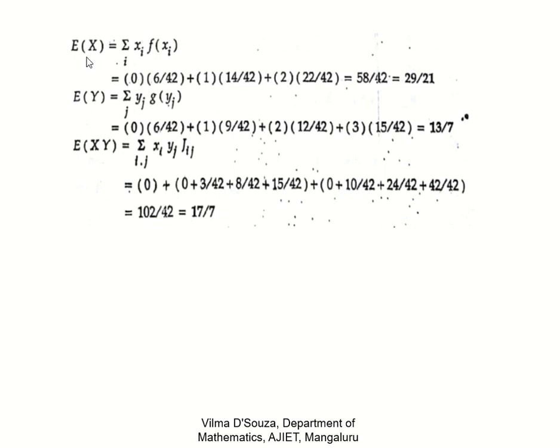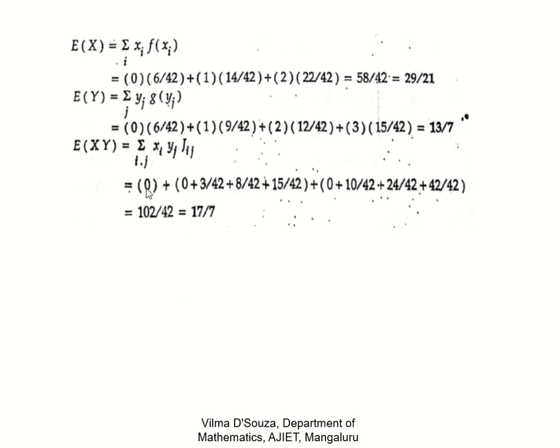Okay, next you have finding expectation of x. By now you are almost thorough with summation xi into f of xi: 0 into 6 by 42 plus 1 into 14 by 42 plus 2 into 22 by 42, that is 58 by 42, that is equal to 29 by 21. Similarly, expectation of y: 0 into 6 by 42 plus 1 into 9 by 42 plus 2 into 12 by 42 plus 3 into 15 by 42, and that is equal to 13 by 7.